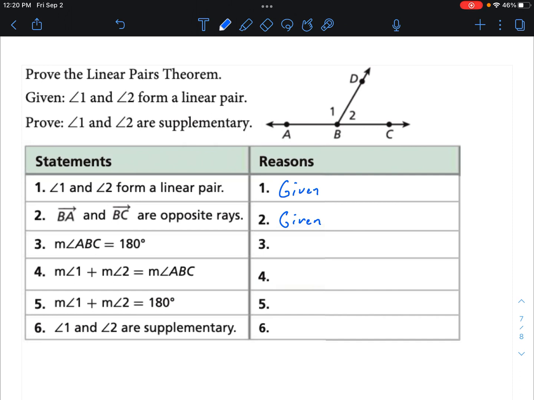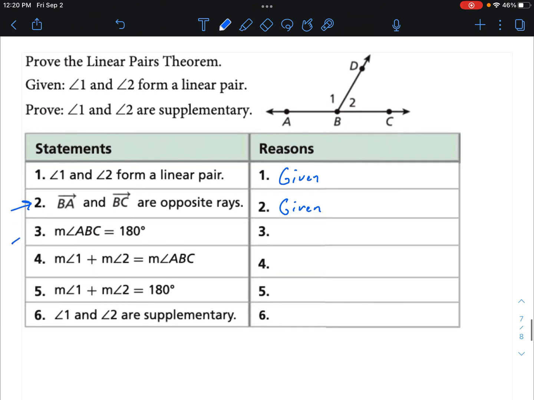Now, because they're opposite rays, they're forming a line, or instead of line, you could call that angle ABC. And of course, a line or a straight angle is 180 degrees, which is what they wrote for number 3. Measure of angle ABC is 180 degrees. So in step 2, we had opposite rays which formed a line. In step 3, we're saying that line is 180 degrees because that's the definition of a straight angle.